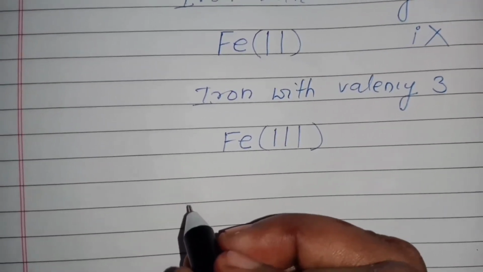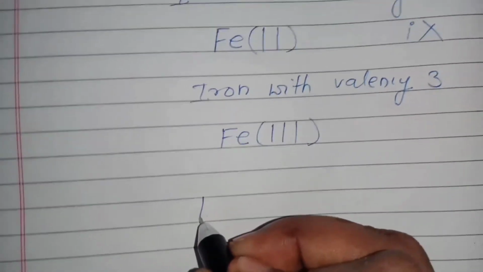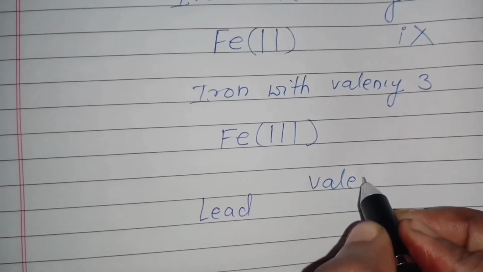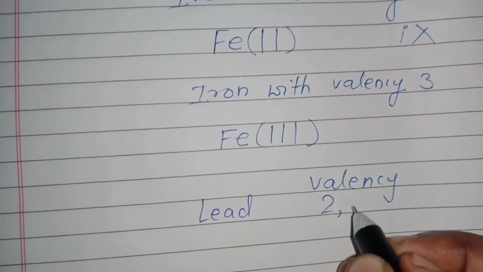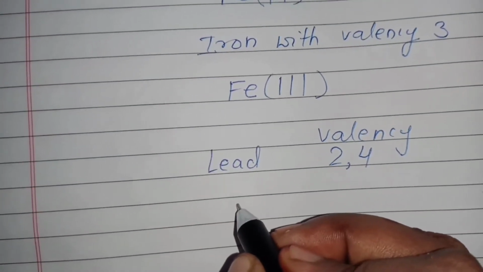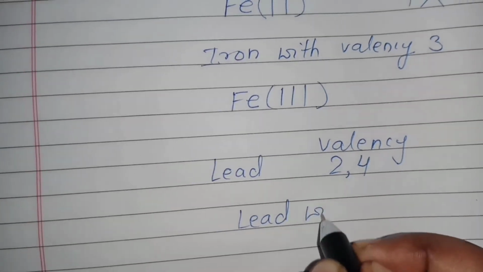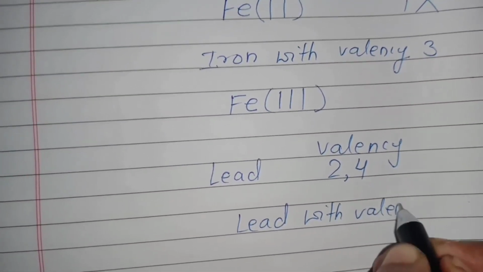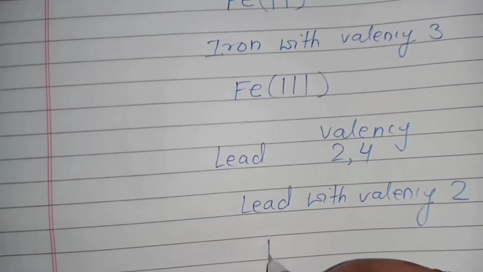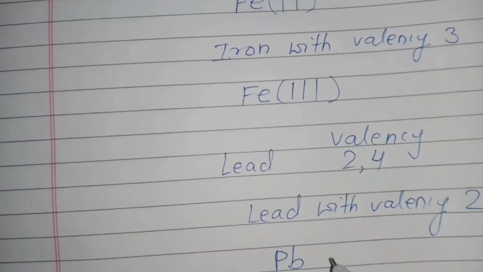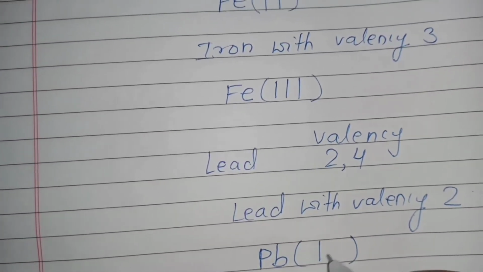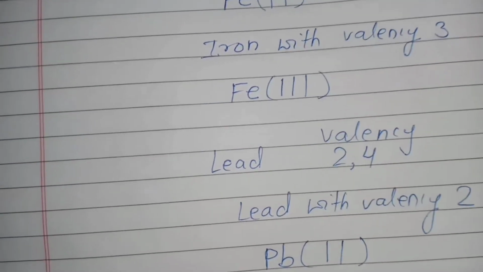Now let me give you another example, that is lead. Lead has two valencies, that is 2 and 4. So how do we represent it? We will write the symbol first. Lead with valency 2: first we will write the symbol of lead. And what is the symbol of lead? Pb. Then we will make the bracket, and valency 2 means we will write here capital Roman numeral 2.